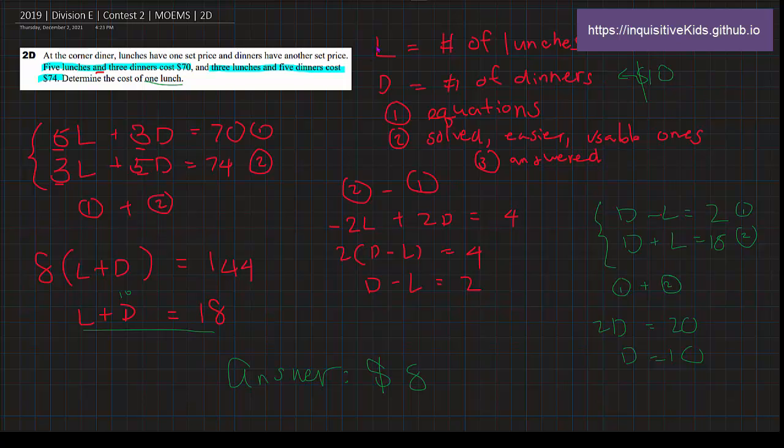But really, people do this a lot. Kids do this a lot when they just do all the math, but they answer with the wrong thing. The answer is $8 because we're trying to find the cost of one lunch.